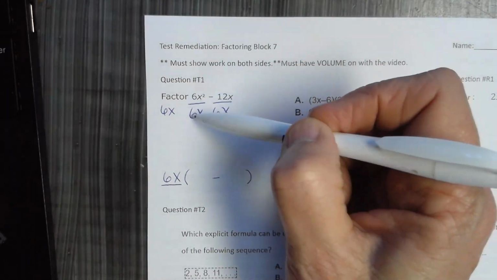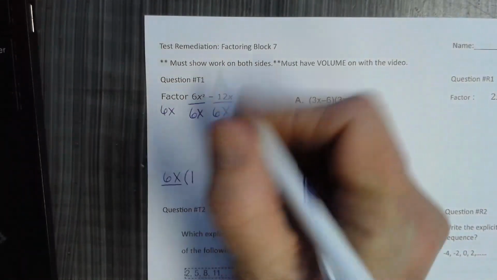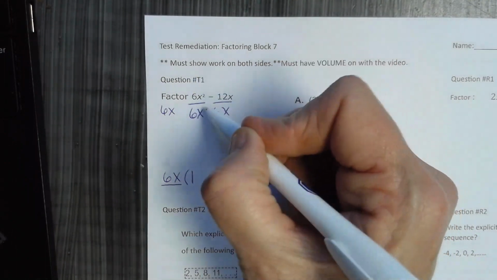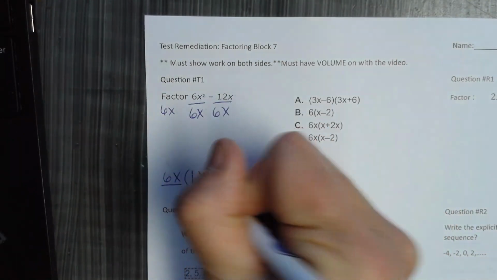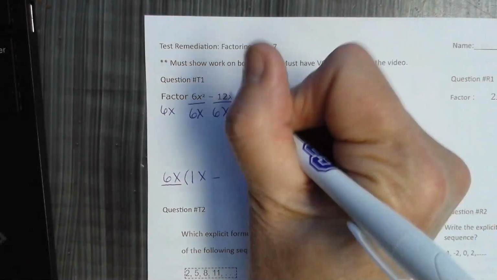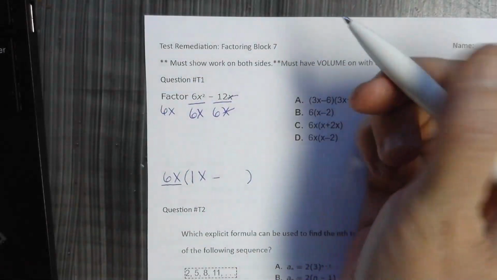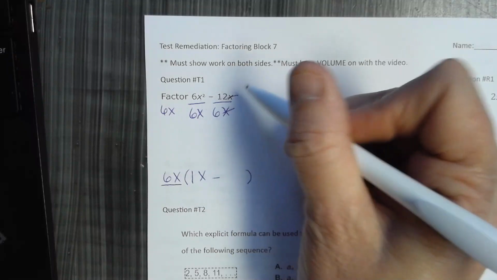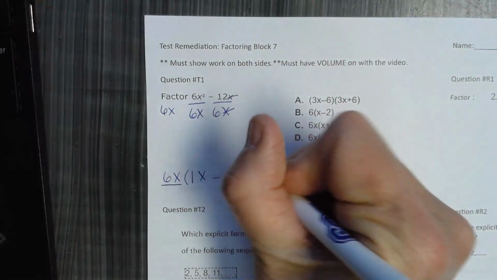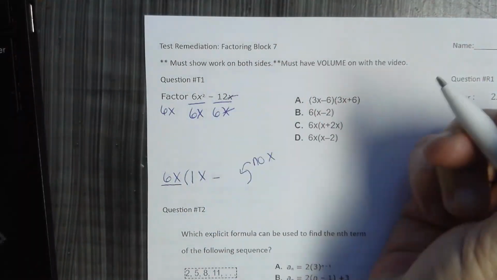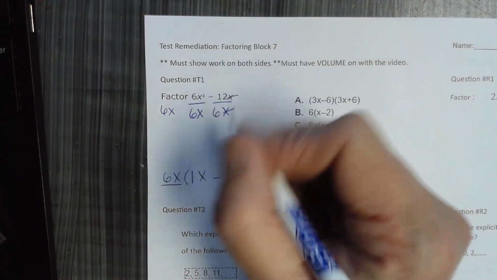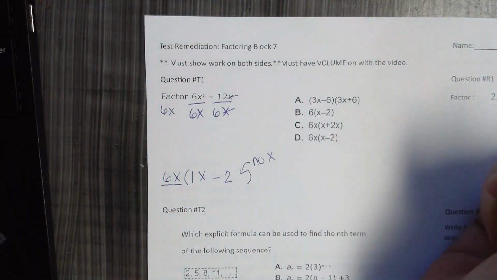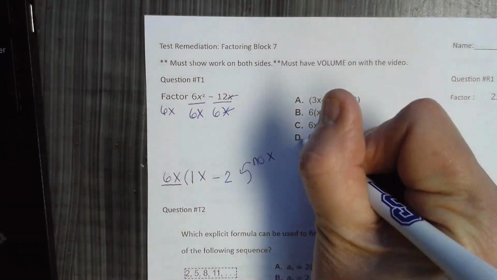So now 6 divided by 6 is 1, and I subtract powers. So 2 minus 1 is x to the first power. The x's here cancel. Please understand that when the x's cancel, there is going to be no x in that term. So 12 divided by 6 is 2. So the correct answer is D.